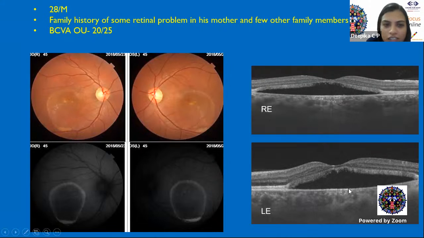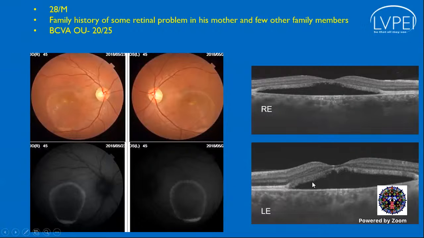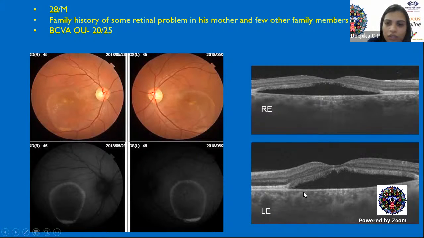So, Dr. Sohani, my question to you here is, will you treat this patient with any intravitreal injection, or do you want to go ahead with any other investigation to confirm the diagnosis? We have to do other investigations for confirmation of diagnosis. Yes, very good. So, which investigations would you prefer?